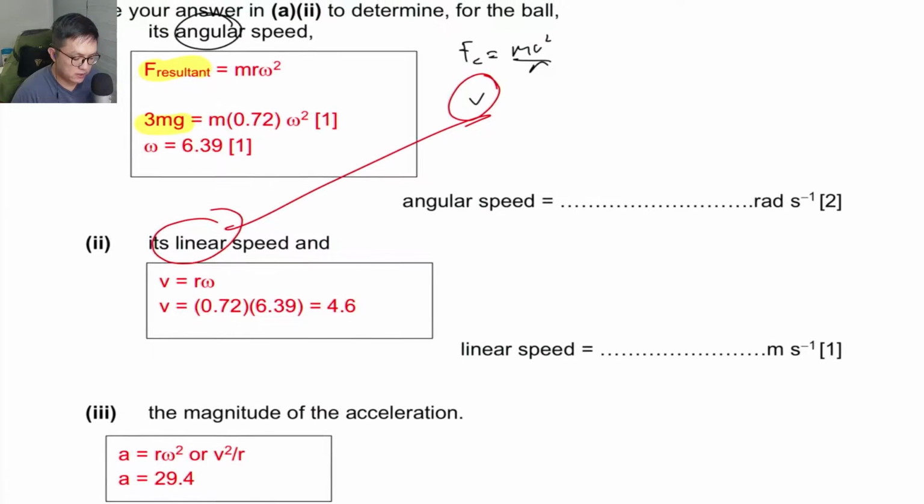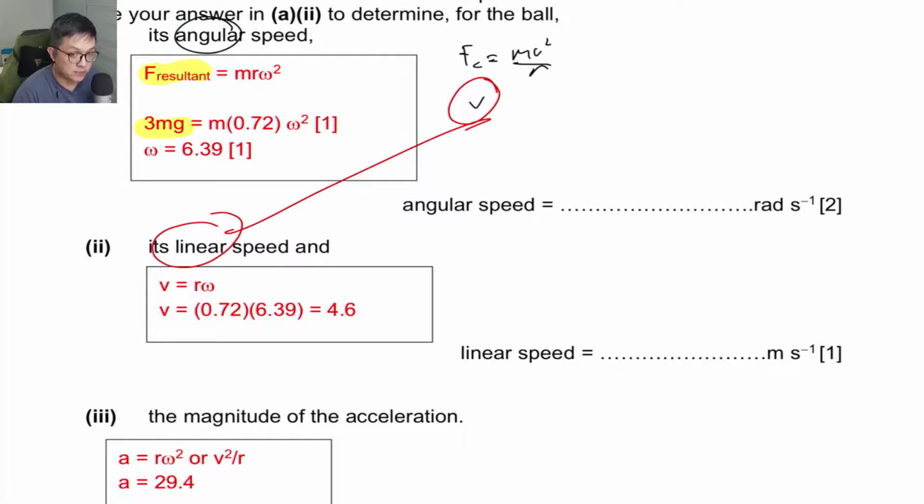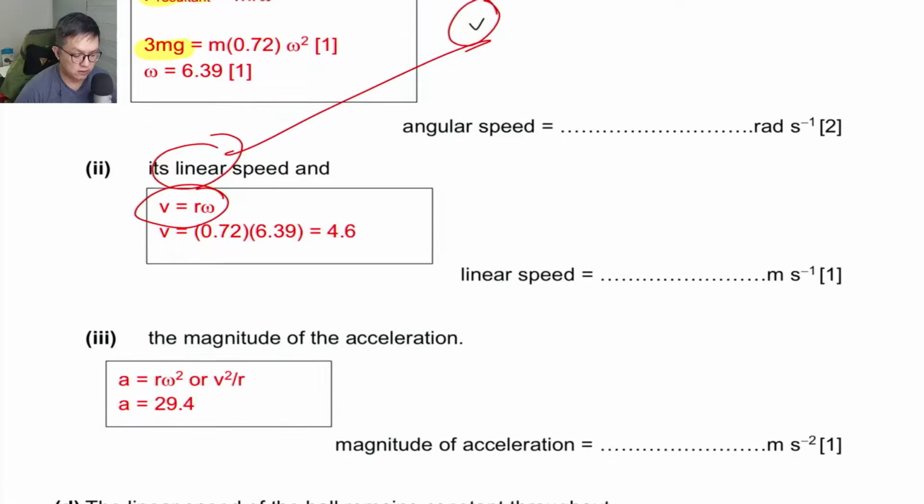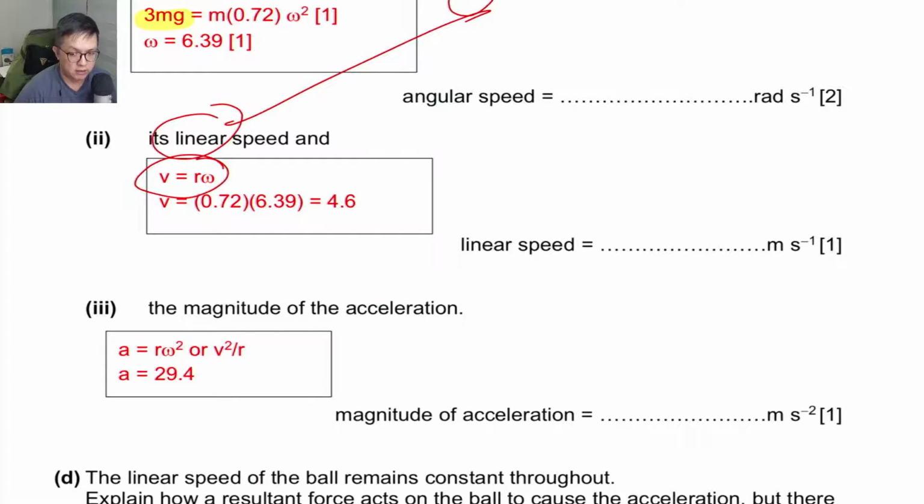Once you work out your angular speed of 6.39 radians per second, you can just use v equals r omega to work out your linear speed. This is your v. Next, work out your acceleration. You can either use r omega squared or v squared over r, and you should get 29.4 meters per second squared. We apply ECF for these two parts, part 2 and part 3.